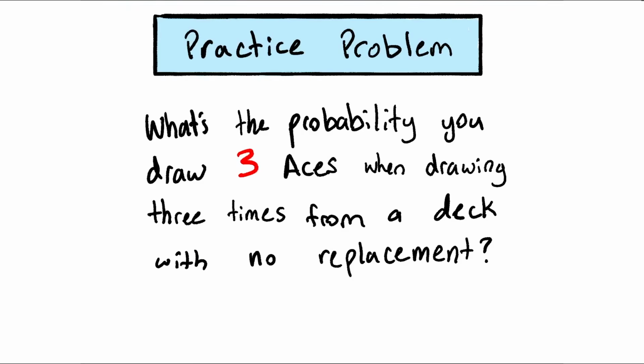So now for a quick addition to that problem, what's the probability you now draw 3 aces when drawing 3 times from the deck with no replacement?